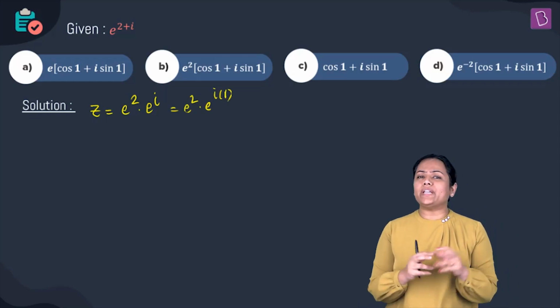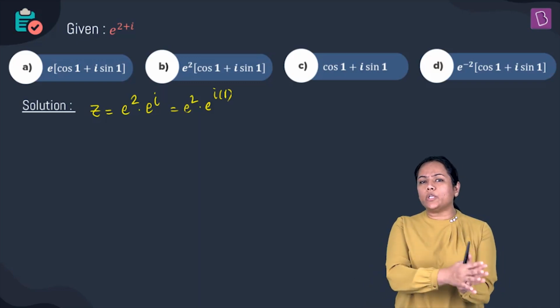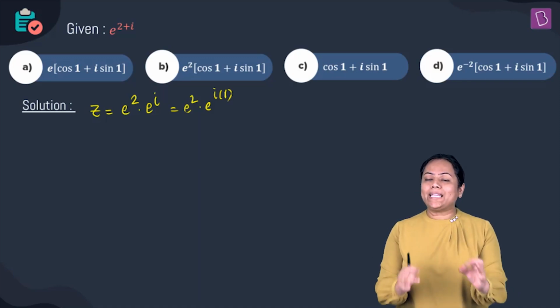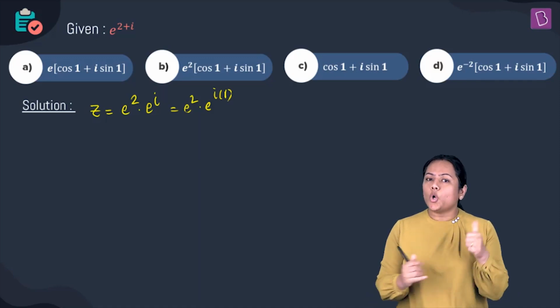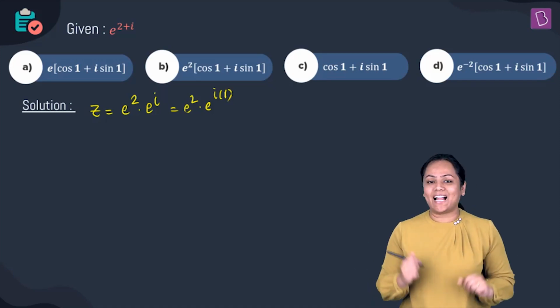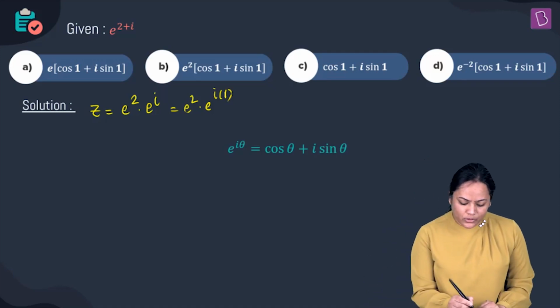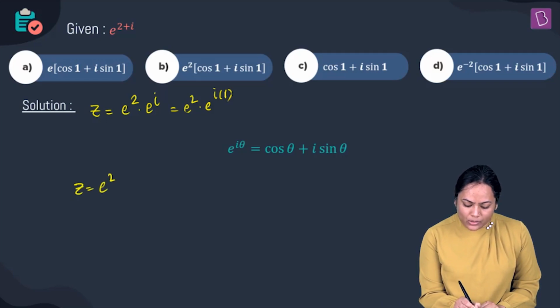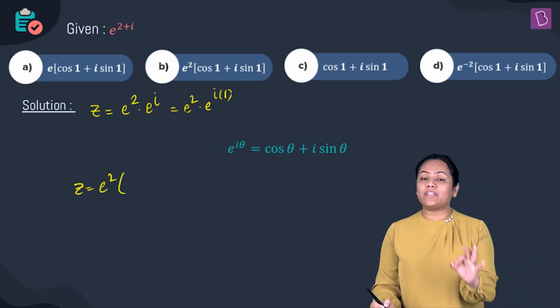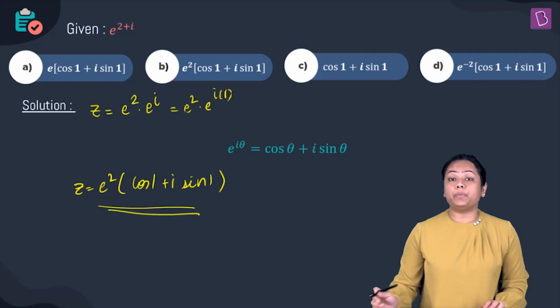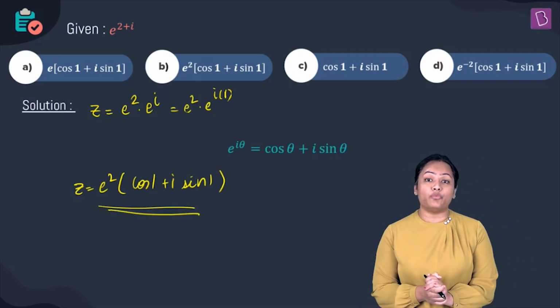And what is the formula for e raised to iota theta? I mean, how can I convert Euler's form to the polar form? I hope you remember e raised to iota theta can be written as cos theta plus iota sine theta. That's correct. So we are going to use this formula. When I substitute the value of theta as 1, obviously that will be in radians. So my complex number will become e square multiplied by, in place of e raised to iota, cos 1 plus iota sine 1.